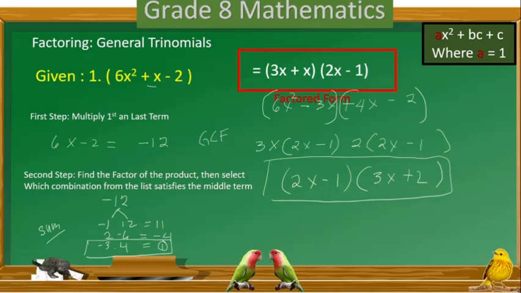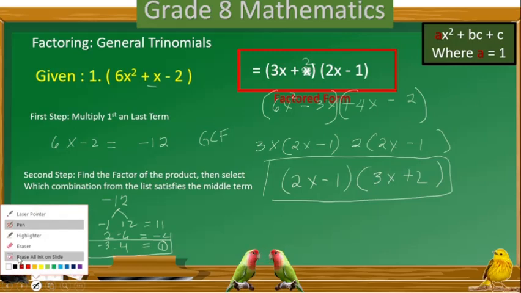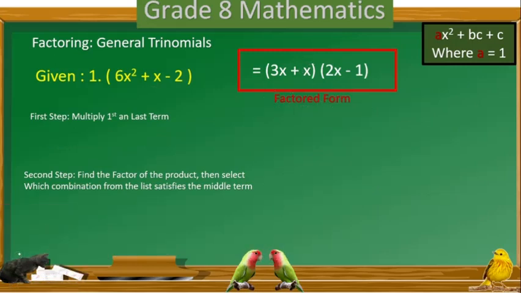Okay, this is 2. This is 2. Okay, next. We will check if that answer is correct by multiplying it using the FOIL method.